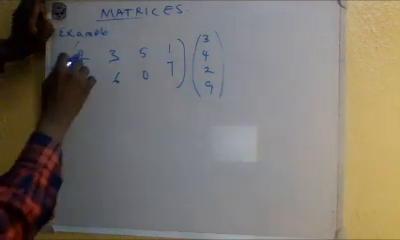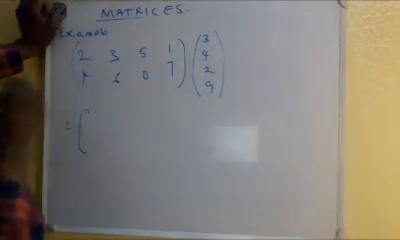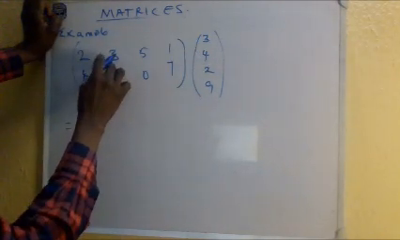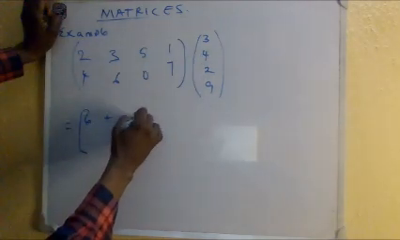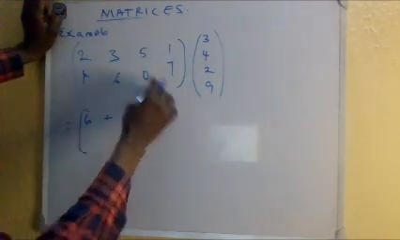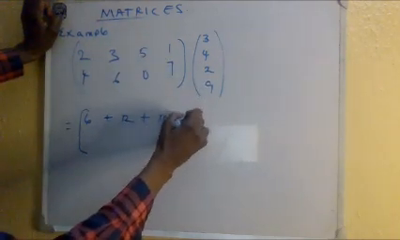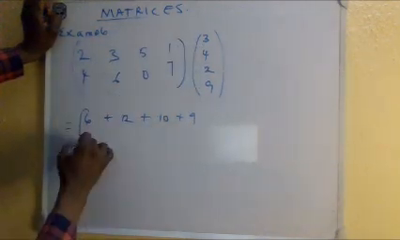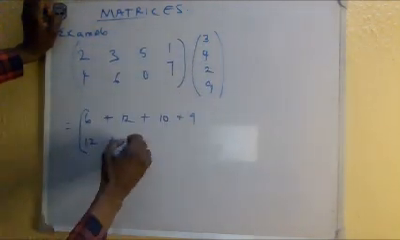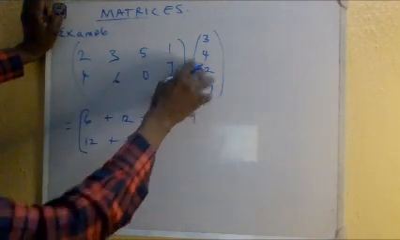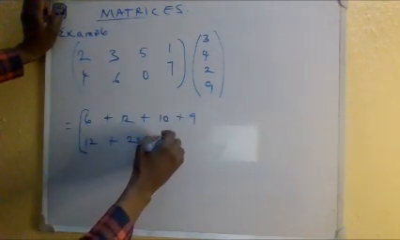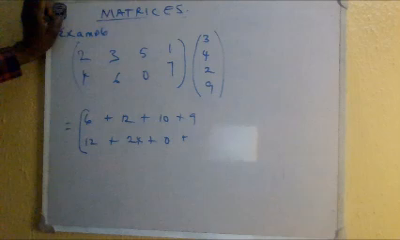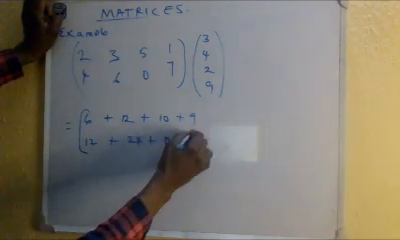So for this one now, just have a new matrix like this, where you have 2 times 3 is 6, plus 3 times 4 is 12, plus 5 times 2 is 10, plus 1 times 9 is 9. Second row, 4 times 3 is 12, plus 6 times 4 is 24, plus 0 times 2 is 0, and plus 7 times 9 is 63.